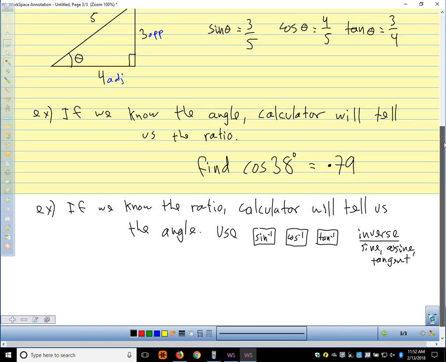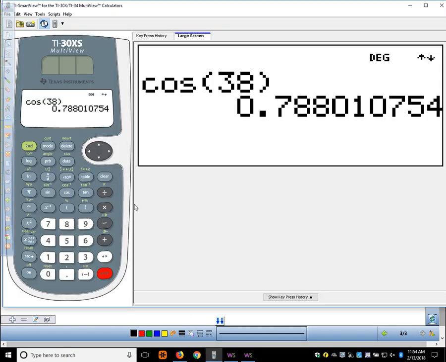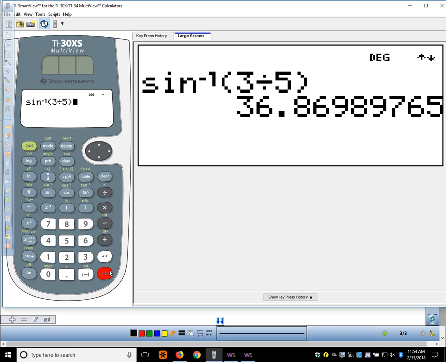So from this problem that we did before, we knew that the sine of our angle was 3/5. So our angle, theta, is the inverse sine of 3/5. And I'm going to plug it into my calculator exactly like this. I'm going to do the inverse sine, so that's the shifted one here above the sine. Inverse sine of 3 divided by 5. Close my parentheses. And that tells me that angle is 36.9 degrees.